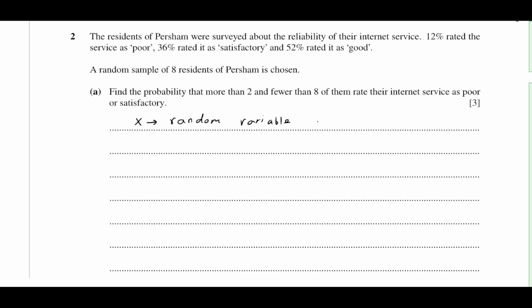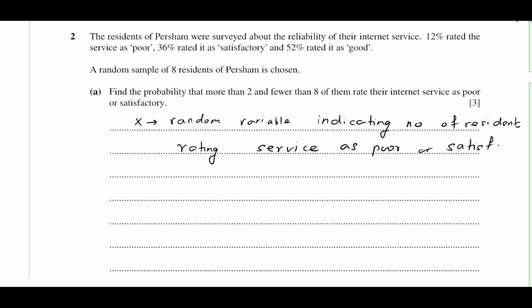Random variable indicating number of residents rating service as poor or satisfactory. Okay. X is a random variable indicating the number of residents rating service as poor or satisfactory.